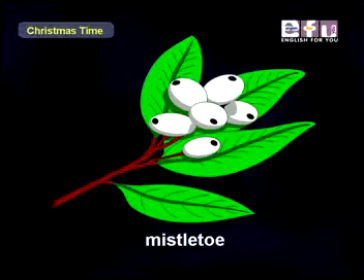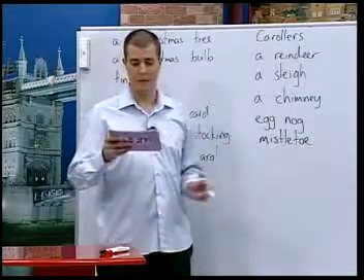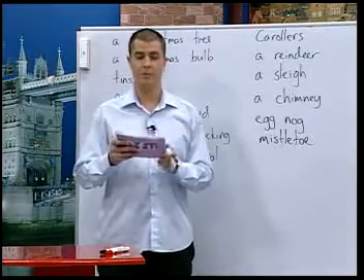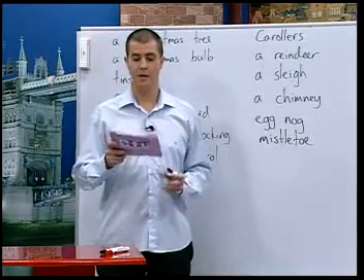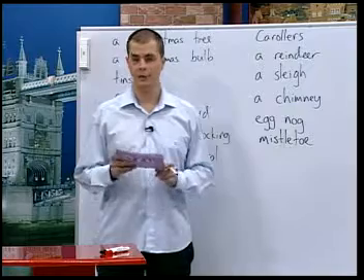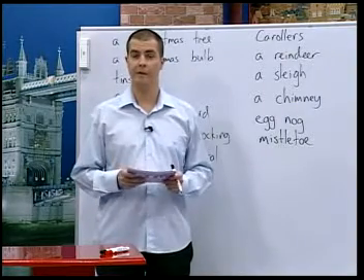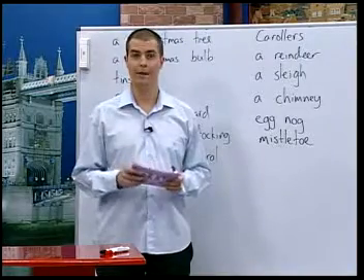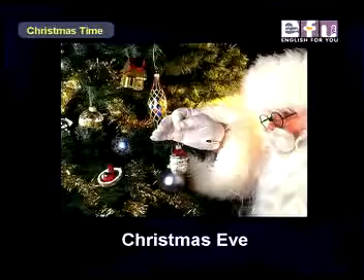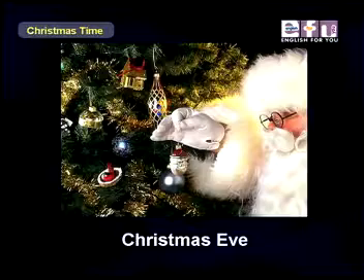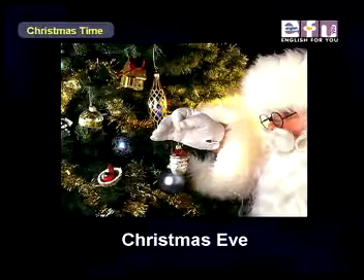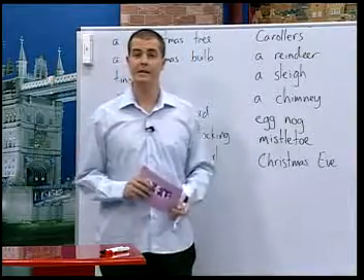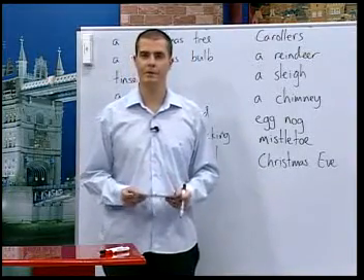Two more. Mistletoe. Mistletoe is a plant with small white berries, and it's used as a decoration at Christmas time. If you find someone standing underneath the mistletoe, you are able to get a kiss from this person. And finally, Christmas Eve. Christmas Eve is the day and the night before Christmas.